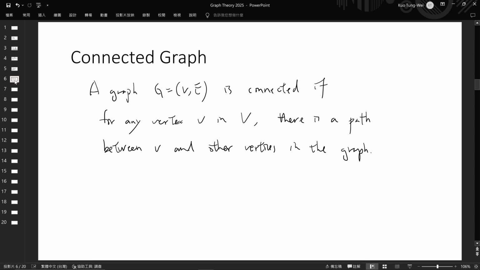You can just traverse the graph using a DFS or BFS to see whether you have visited all the vertices in the graph. If some vertices are not visited in your traversal, this means the graph is not connected.